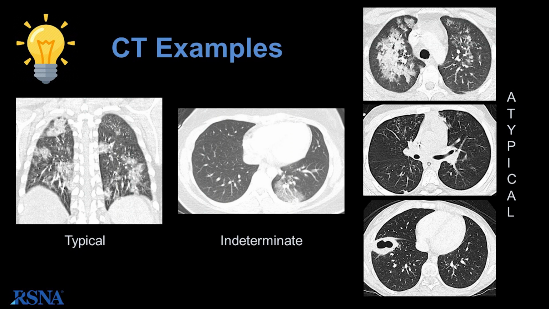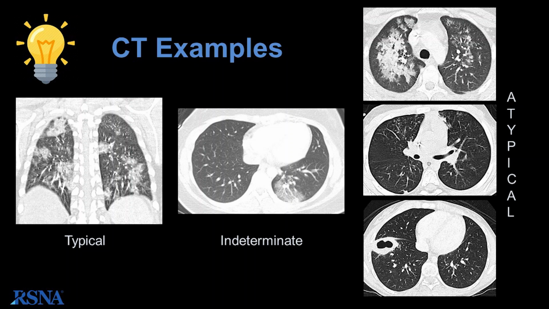In the middle, we have an axial CT image, which shows what we would consider an indeterminate case. We have a ground glass opacity, but it's only unilateral in the lower lobe. It has a bit of consolidation mixed in with it. So the distribution and the location are good, but the fact that it's unilateral means that we have to put it into the indeterminate category. This patient did end up to have a COVID-19 infection.